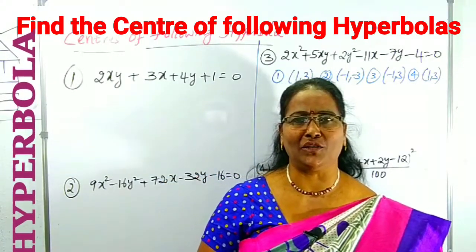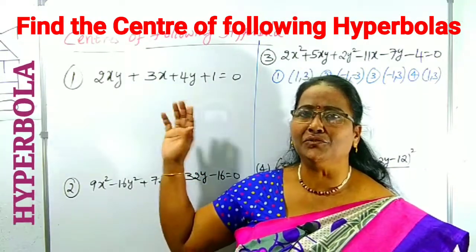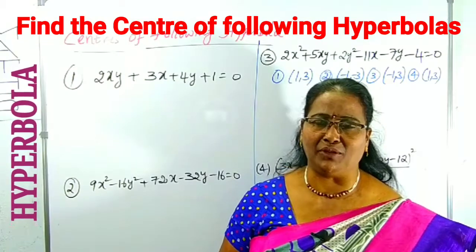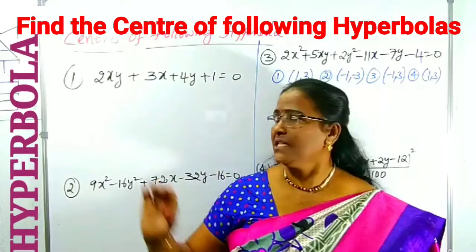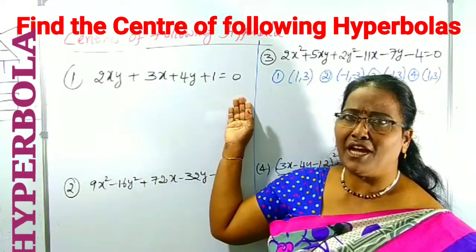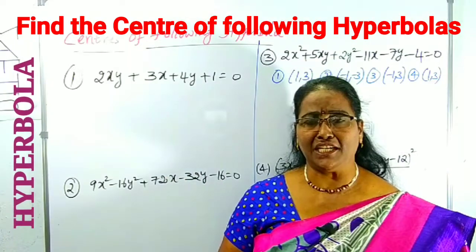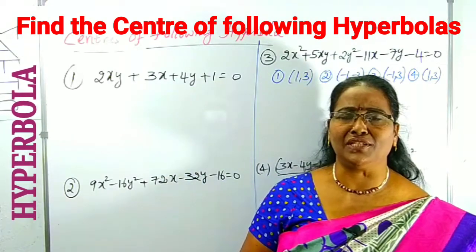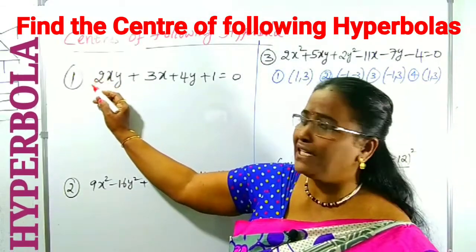Now we can look at the questions one by one. These 4 questions are different questions I have written to find the center of these hyperbolas. Are you ready? Yes. Now I concentrate on question number 1. One equation of a hyperbola is given, and we can find its center. Generally we convert into the standard form, but without converting, we can find the x coordinate of the center.